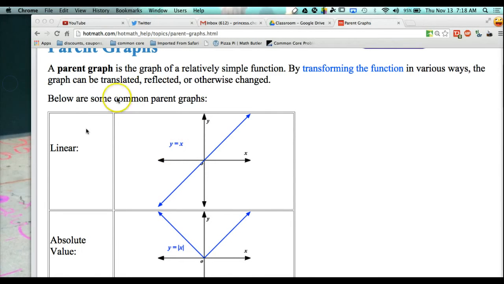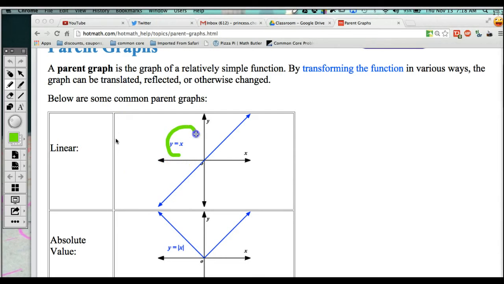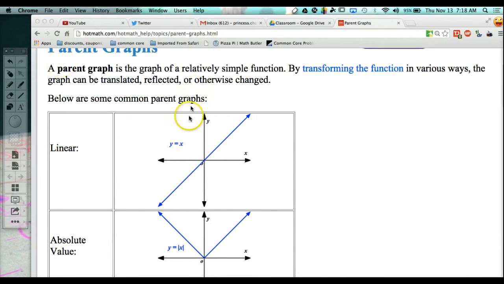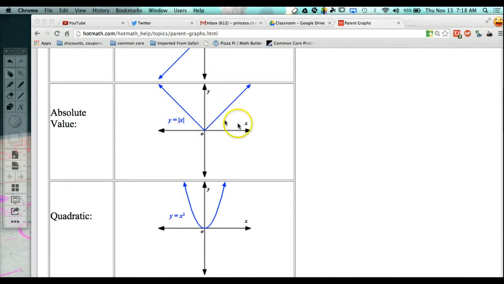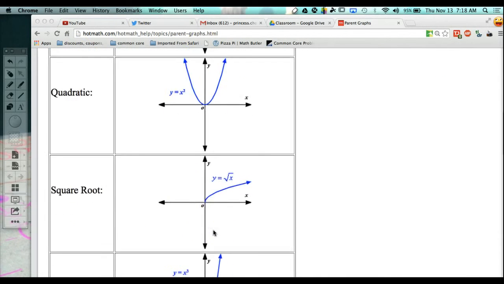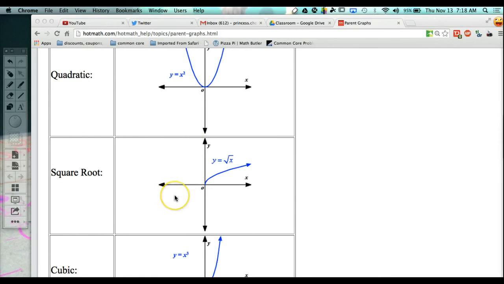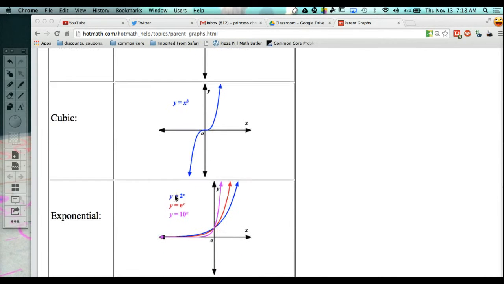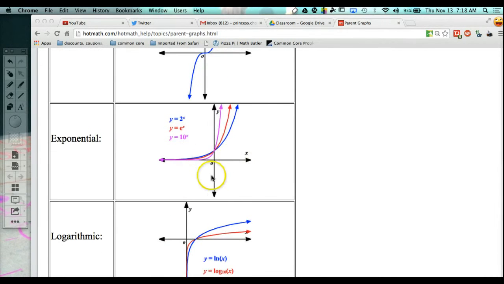So basically the equations, and also I'm going to ask you what kind of function they are, okay? And you have to identify the graph as well, okay? So there you go. Same thing here: absolute value, quadratic functions, the square root function, the cubic function, exponential function.